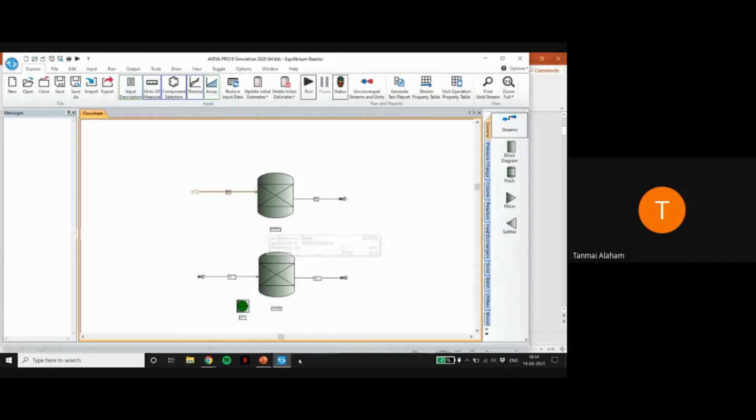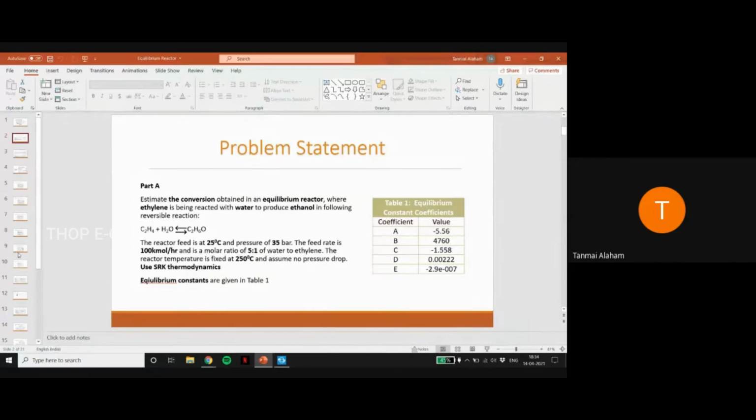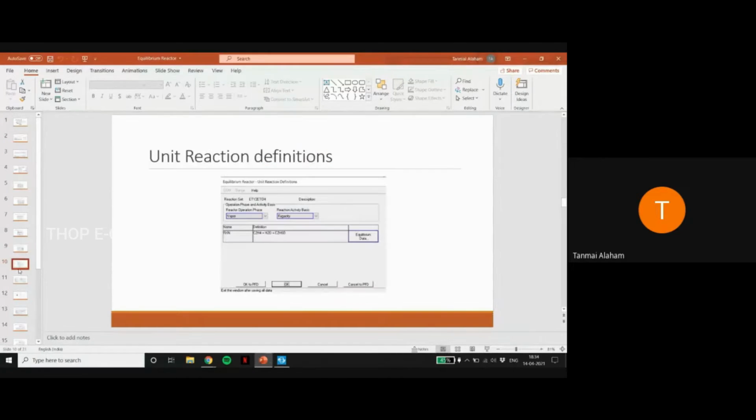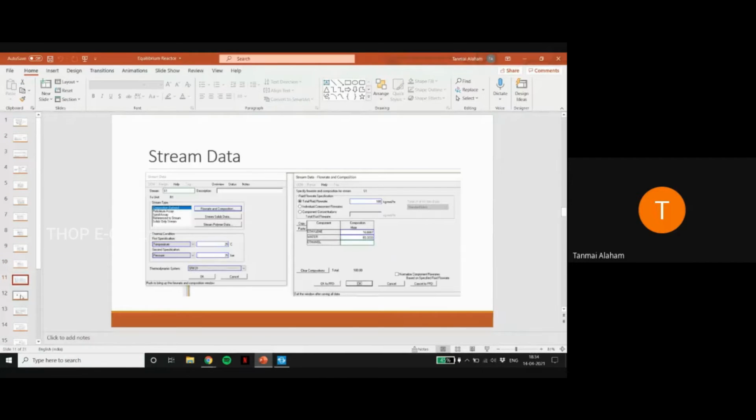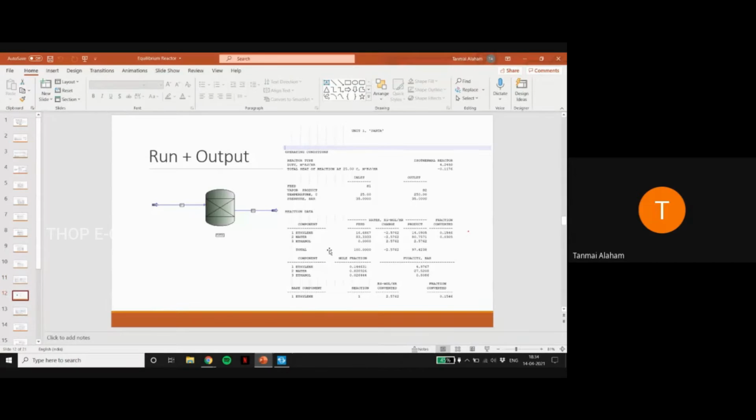So I'll just show you our output real quick. So this is basically our output, where at the end it's shown here that the fraction of ethylene that's converted is 0.15, or 15%, as you can say.